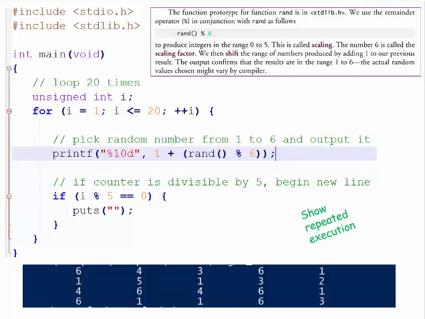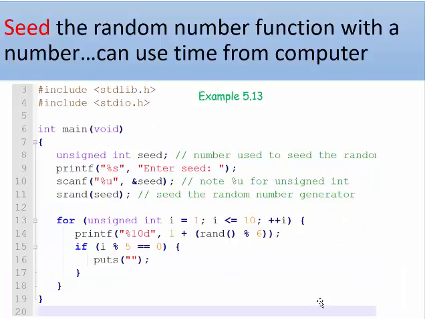We fix it by seeding the random number function. This is where you give the algorithm that the computer is using for the random number function, the rand function, a number to start with, and it computes its algorithm and spits out all its random numbers. Rand by itself starts with the same number over and over again, but if I can give the algorithm a different number to start with, I will get a different sequence of random numbers. And so that's what this example shows you.